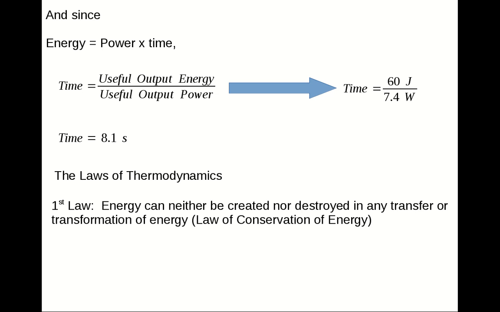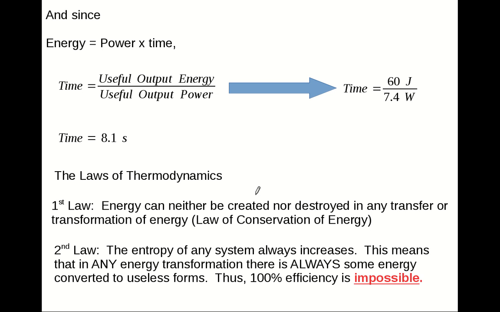Now the laws of thermodynamics, one of these laws we've seen already. It's really the law of conservation of energy. The law of conservation of energy is just the first law of thermodynamics. So another way to state that law is to say that energy can neither be created nor destroyed in any transfer of energy or transformation of energy. That means that the amount of total energy in any closed system is fixed, it's constant, and we've seen that again.